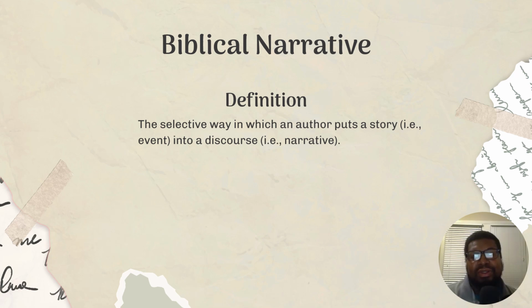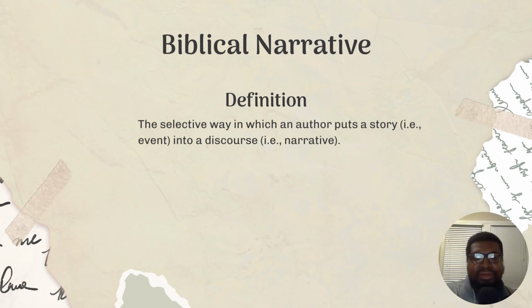So I'm going to try to summarize Longman's view of biblical narrative, which I think is very insightful. But once again, I'll always point you back to the book, The Old Testament as Literature, and have you dive into that, because he goes into way more depth and gives plenty of examples. Pretty much, he's going to say that biblical narrative is the selective way in which an author puts a story, which is the term he likes for events, into a discourse, which is the term he likes for narrative or plot, that has setting and all of that. The whole episode, the whole book, into a meaningful sequence.